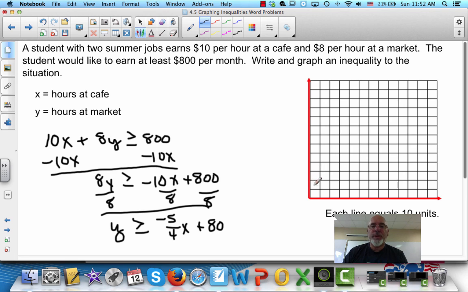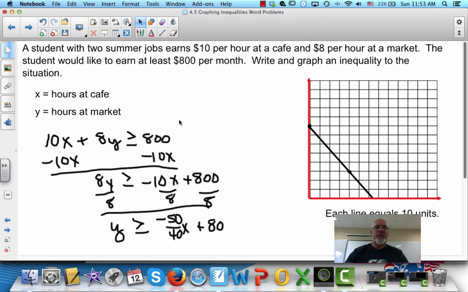So that means we're going to come over here and we're going to go up 10, 20, 30, 40, 50, 60, 70, 80. And put our mark. And once again, since this is going down 5 when everything is worth 10, and then going over 4 when everything is worth 10, I will put another 0 here and another 0 here, and I'll go down 50, 10, 20, 30, 40, 50, and across 40. 10, 20, 30, 40. Now I can draw my line.